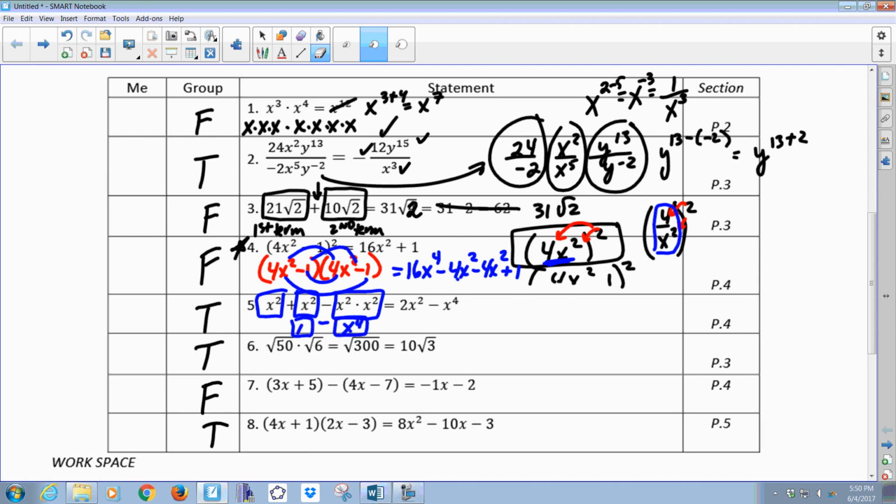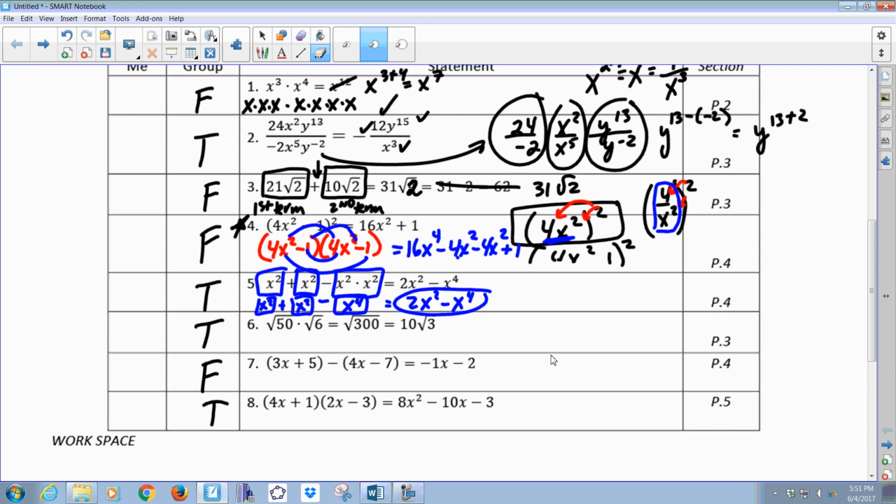So now we have x squared plus x squared. Those are like terms, we have two of them. So that gives us 2x squared, take away x to the fourth. And that's as simple as we can get because these are now unlike terms.